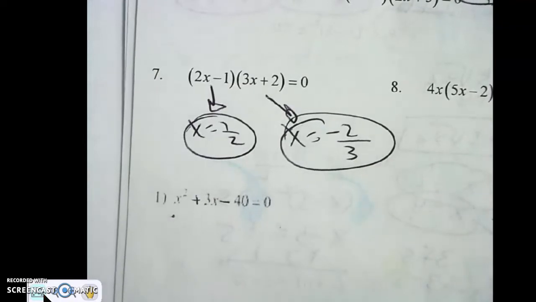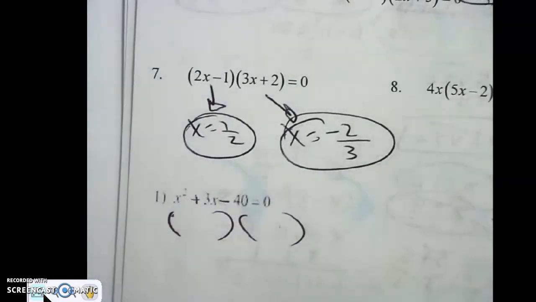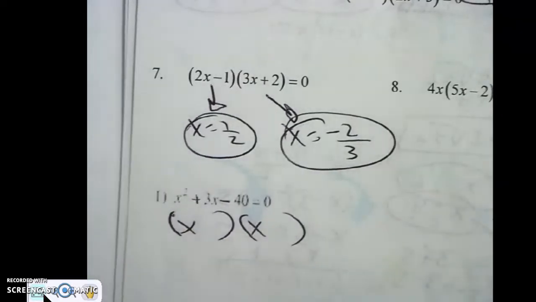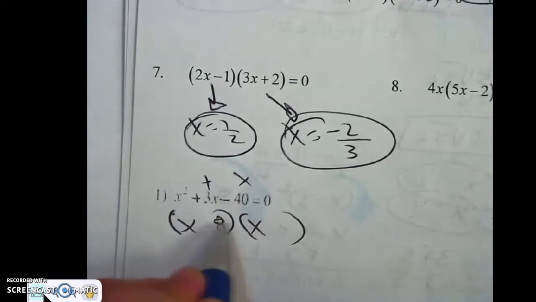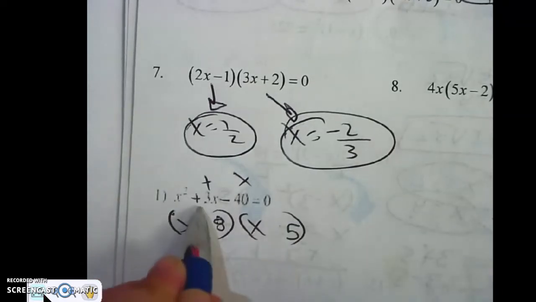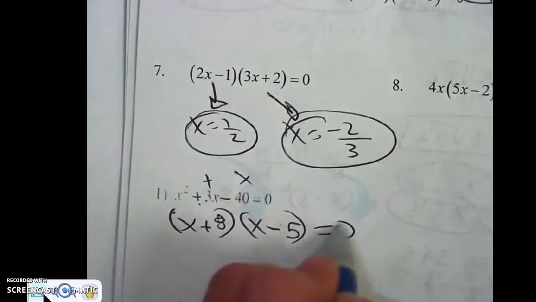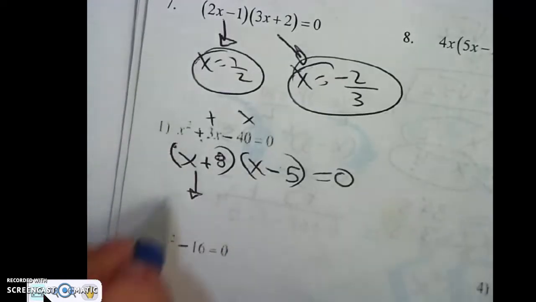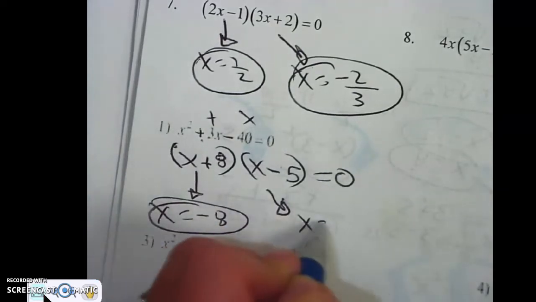Now let's get to number 1 down here. There's a problem. It's not in factor form. So what do I have to do? I have to factor it. Find two numbers that multiply to get 40 and add to 3: 8 and 5. Since this guy is bigger, positive is bigger, negative. Now I set it equal to 0. X equals negative 8. X equals 5.